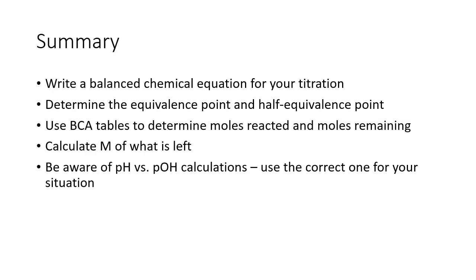To summarize, whenever you have a titration equation, write the balanced chemical equation. Determine the equivalence point and the half equivalence point for your titration. The half equivalence point doesn't matter so much for strong acid, strong base, but for weak acid, strong base, it's going to be clutch. Use your BCA tables to determine the moles reacted and the moles remaining. Calculate the molarity of whatever species is left. And be careful with your pH versus pOH calculations. So use the correct one for whatever situation you are in.